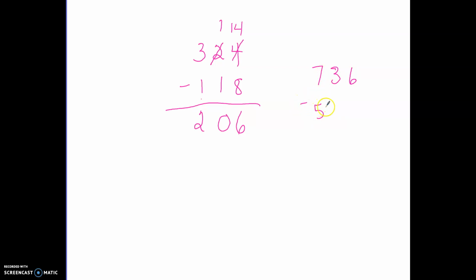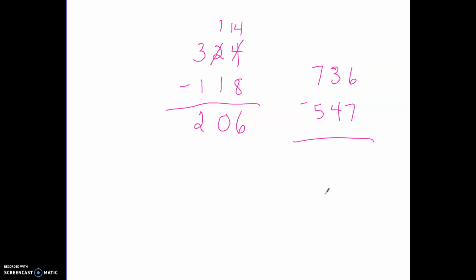So when you are doing trade first, when you are asking yourself those questions, for example, is 700 greater than 500? Yes, it is. Is 30 greater than 40? No, it's not. Is 6 greater than 7? No, it's not. So if you can answer the question with a no, then you need to do some trading.